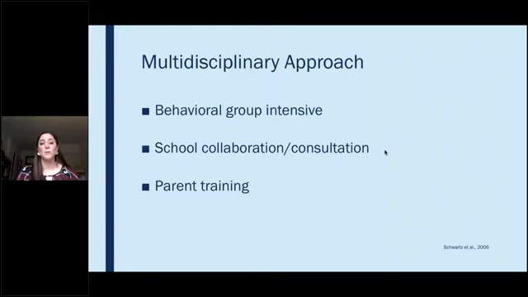It's also important for parents to be trained so that they can help these kids carry forward the strategies and skills that they have learned. And so Schwartz and colleagues have recommended a multidisciplinary approach that includes treatment for the child, working with the school in terms of collaboration and consultation, and parent training.